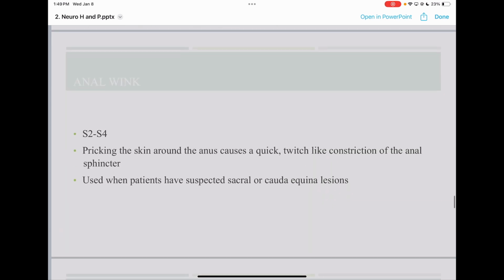Anal wink is another one. Looking at S2 to S4 damages. Remember we talked about bladder and bowel incontinence with damage to this S2 to S4 region. So if you prick the skin around the anus, it causes a quick twitch-like constriction of the anal sphincter. Do this with people who have suspected sacral or cauda equina syndromes. So you do this anal wink and you make sure that the upper motor neurons are still working.